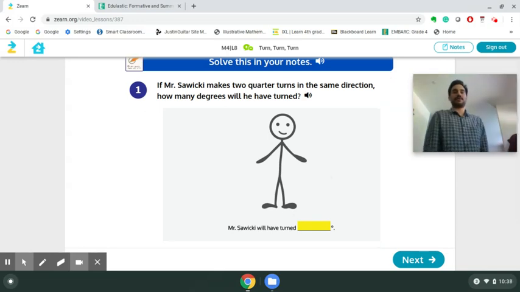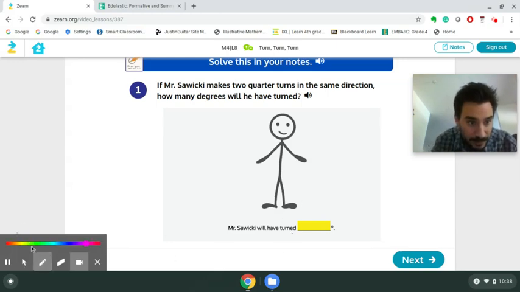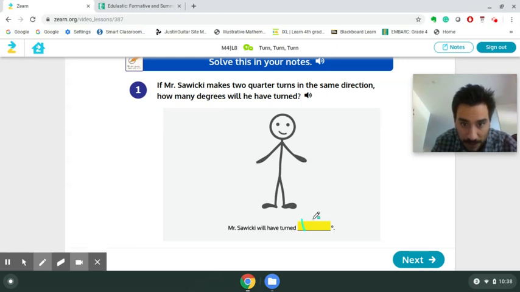So I could turn, this is my left. I can turn 1, 2. That would be to the left, or I can do the opposite direction. 1, 2. Either way, I end up facing backwards, okay? I face the opposite direction. So I will have turned how many degrees? Go ahead and record it. If you wrote 180 degrees, I believe that you are correct.